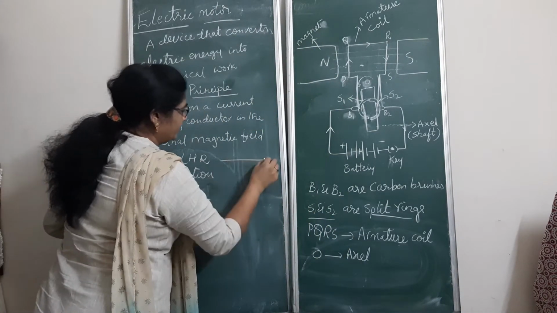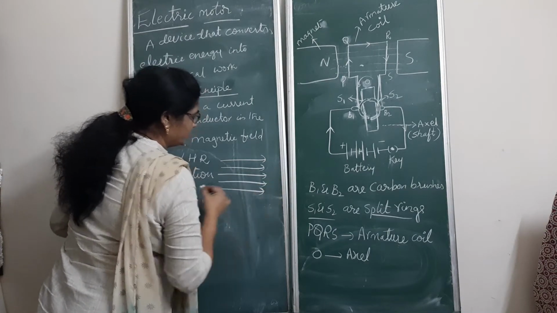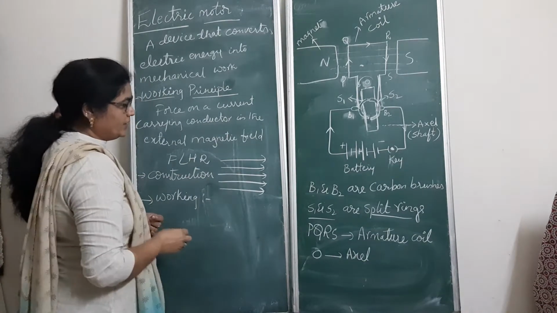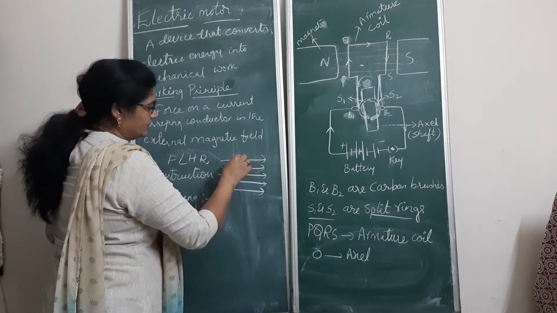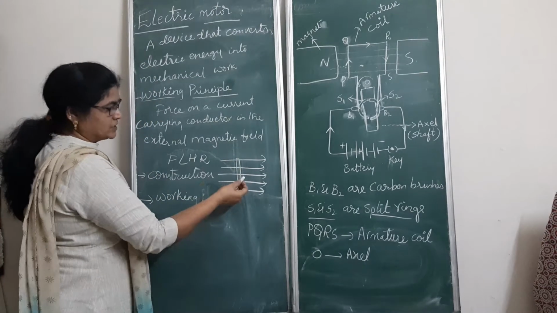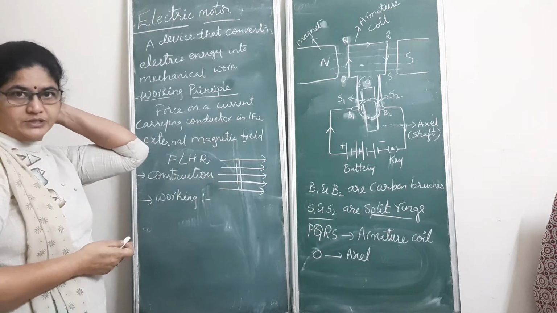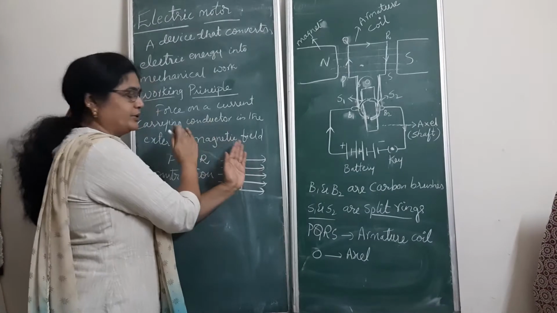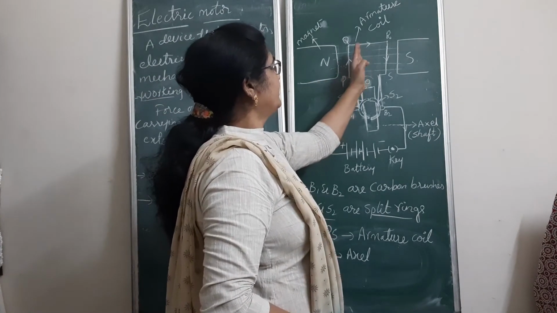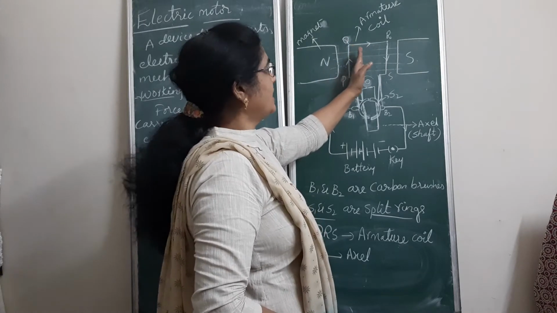For example, if you take a uniform magnetic field like this, a uniform magnetic field is always represented with parallel lines. Now you keep the conductor in this way. So this arm experiences a downward force and that arm experiences an upward force. As a result, there will be a rotation. Initially it was like this, now it is rotated downwards and upwards.